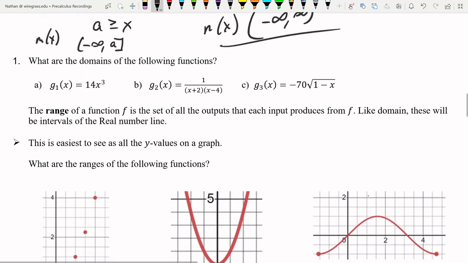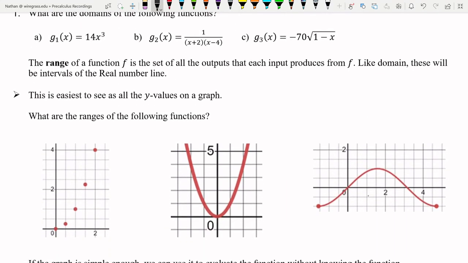All right, so we talked about domain. Domain was all the x values. The range is the set of all outputs, or y values. And these are going to be the ones that are produced from f. So if you plug in an input, you get an output. The output is in the range of the function.